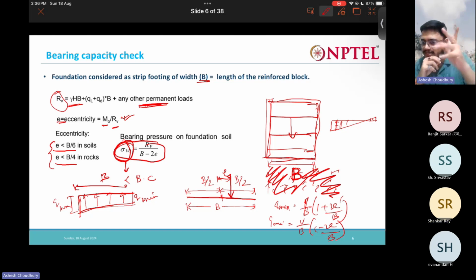Correct. So one is the settlement criteria, correct? Another is the bearing capacity criteria, right? So there are two, bearing capacity criteria and settlement criteria. The minimum of the two we consider as the allowable bearing pressure. Okay.